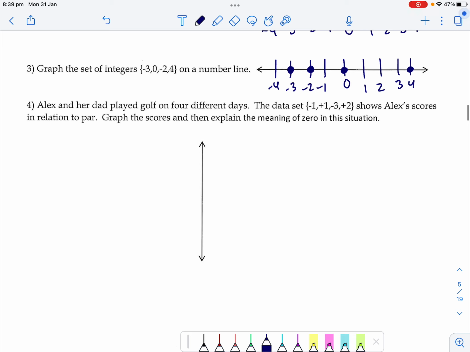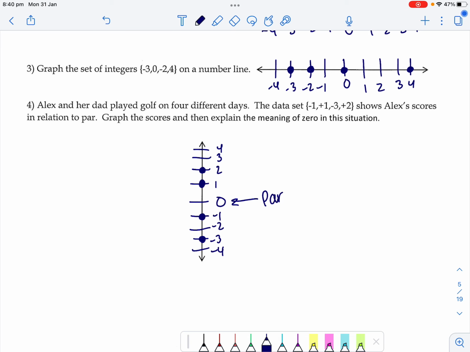This last one, we're going to do a vertical number line. It says Alex and her dad played golf on 4 different days. The data set -1, +1, -3, +2 shows Alex's scores in relation to par. Graph the scores and explain the meaning of 0. So here's 0, 1, 2, 3, 4, and -1, -2, -3, -4. So -1, +1, -3, and +2. And then we talked about how in golf 0 represents par.